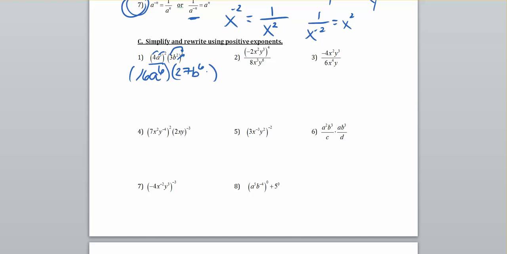All right, I want to simplify as much as possible. My a's and my b's I can't combine. But if I do 16 times 27, that's going to give me 432. And then I'm going to leave my a to the 6th and b to the 6th. And that would be my final answer.